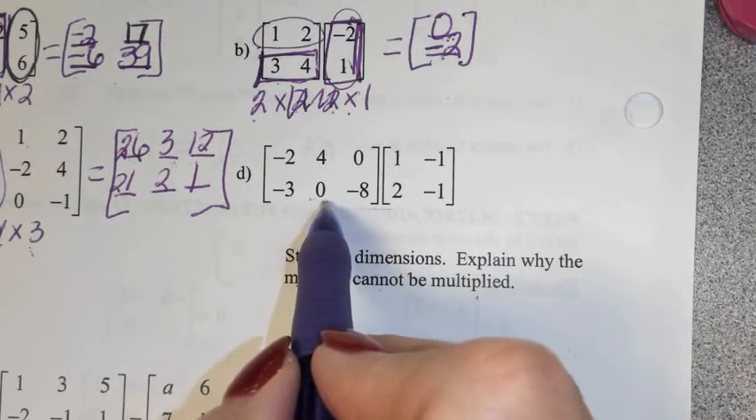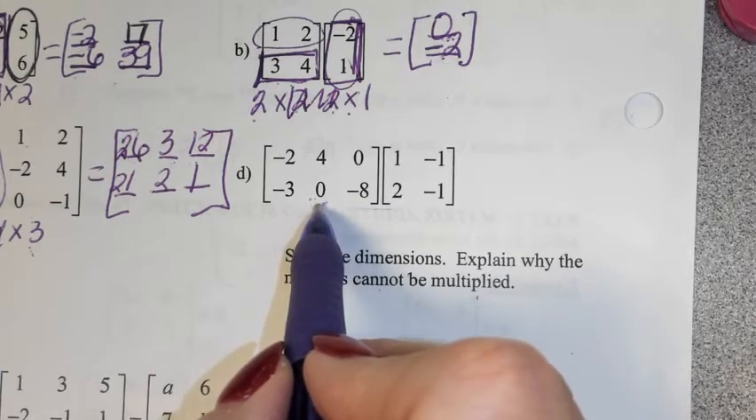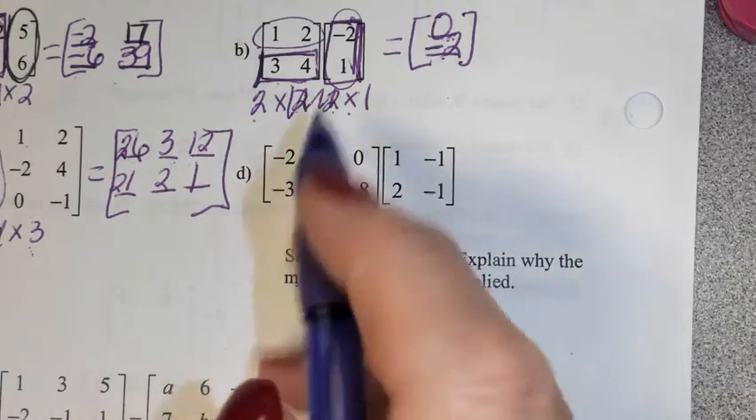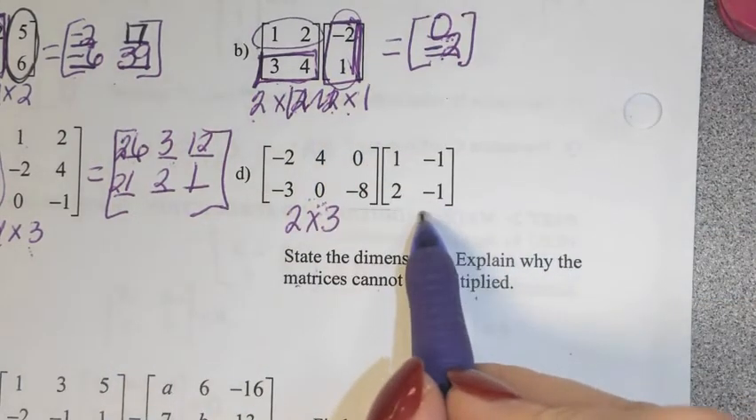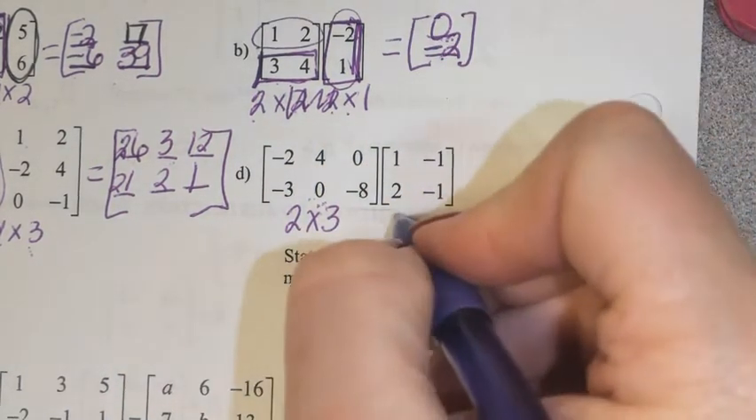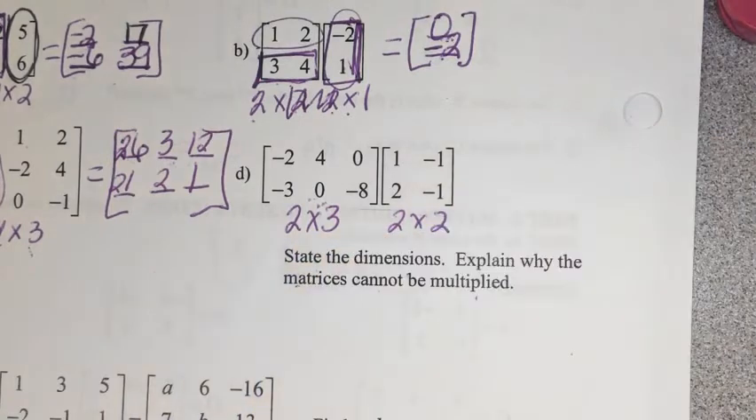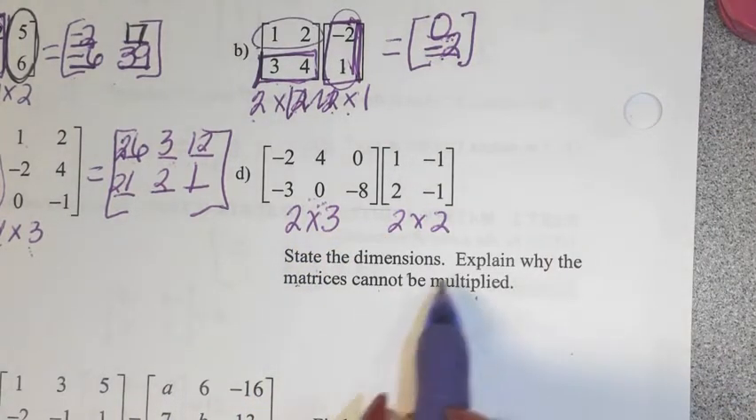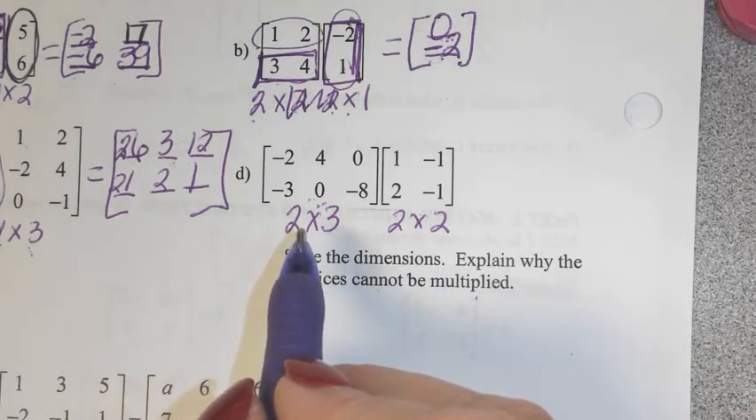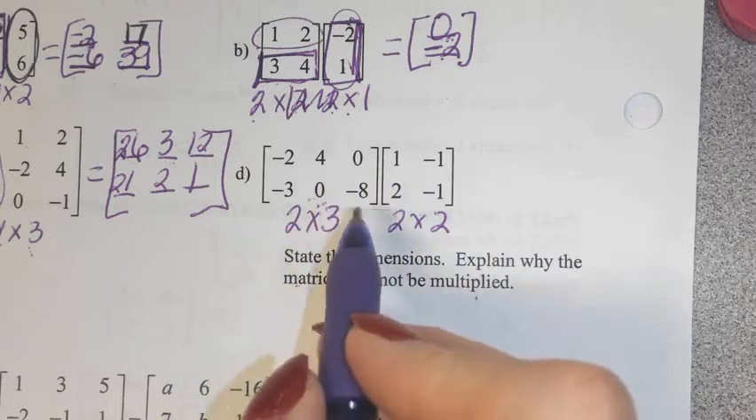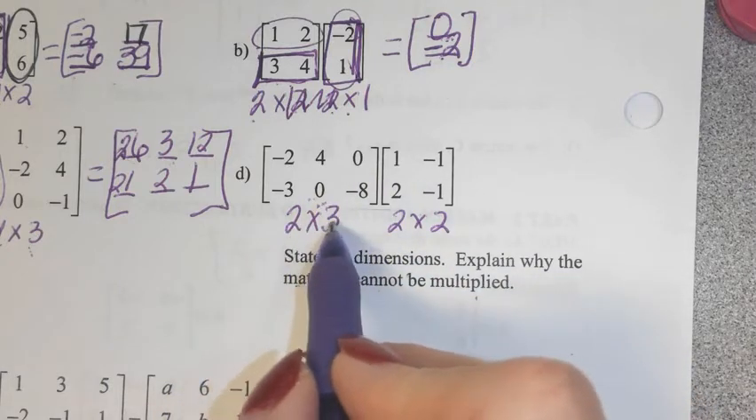Well, that first matrix is a 2 by 3 matrix. So we have 2 rows, 3 columns, 2 by 3. The second matrix is a 2 by 2 matrix. And so we have to have the same number of columns on the first one as we do rows on the second one. Those middle values must be the same, and they're not.